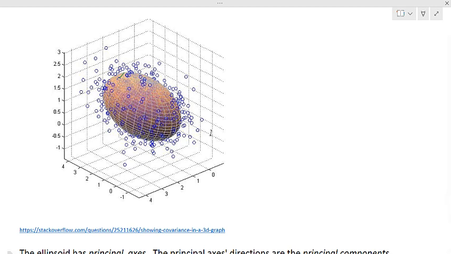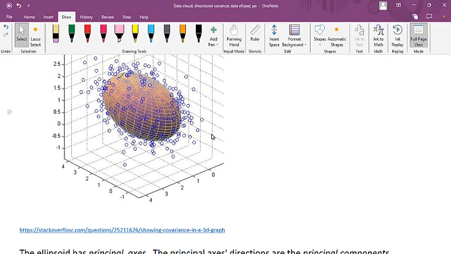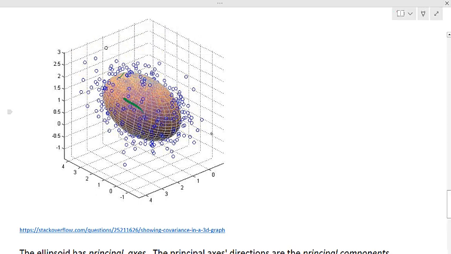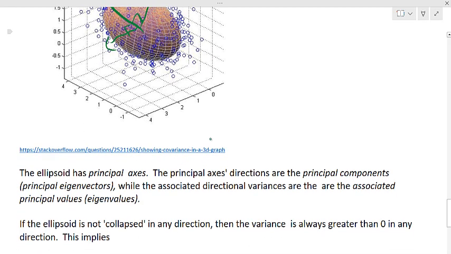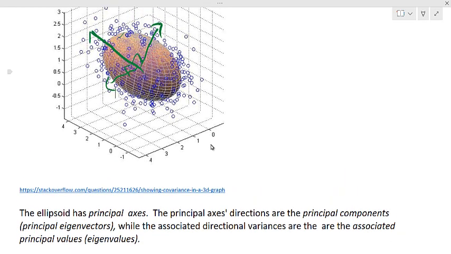Now this ellipsoid has principal axes. What do I mean by principal axes? Well, you can see these major directions that basically characterize the ellipse. You have this major axis this way, you have another axis this way, and then there's another axis coming out. And these 3 axes are perpendicular. These are called the principal axes. The principal axes directions are called principal components, while the associated directional variances are called the associated principal values, or eigenvalues.